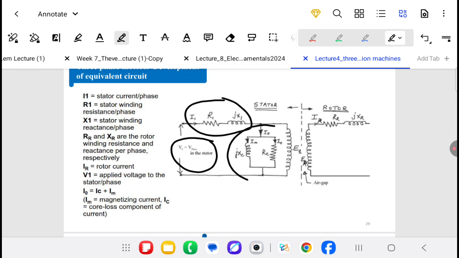This is the part for the eddy current and the magnetizing reactance, jXC and RC. For the rotor, we have I rotor, rotor resistance, and rotor reactance jXR, and for the rotor voltage ER. We have I naught equals IC plus IM, the magnetizing current IM, and the core loss component of the current, which is IC.